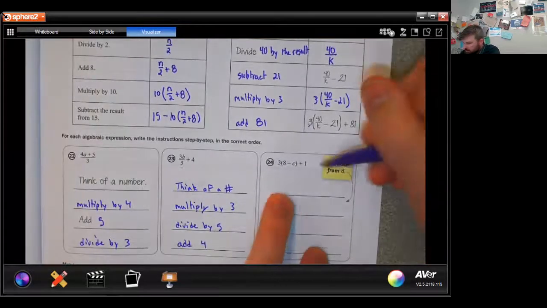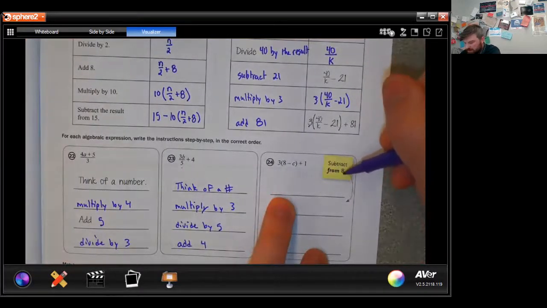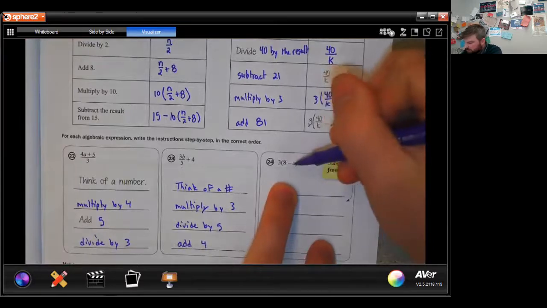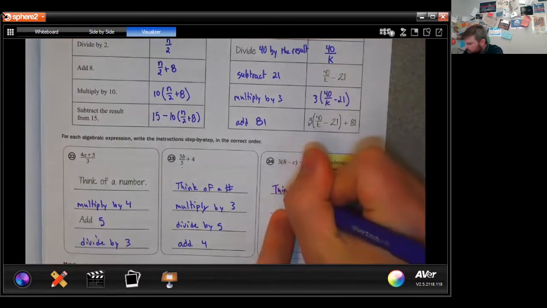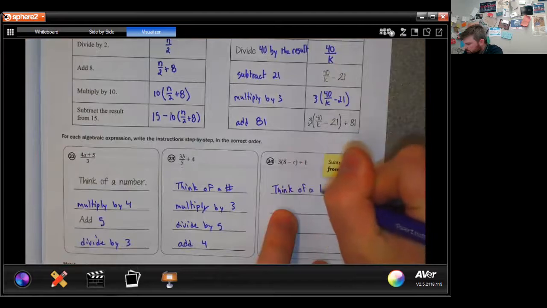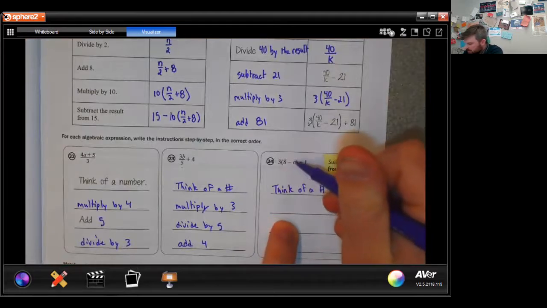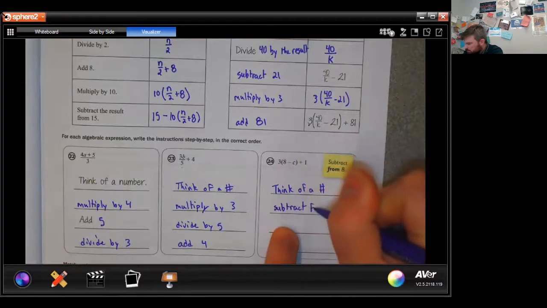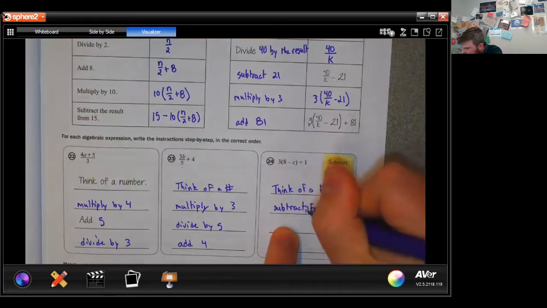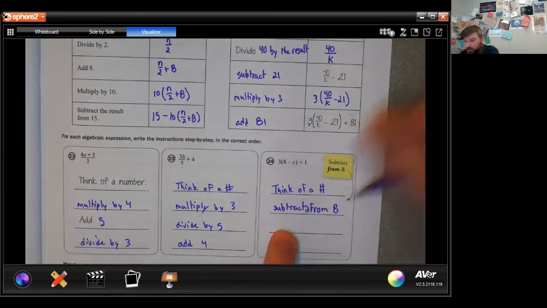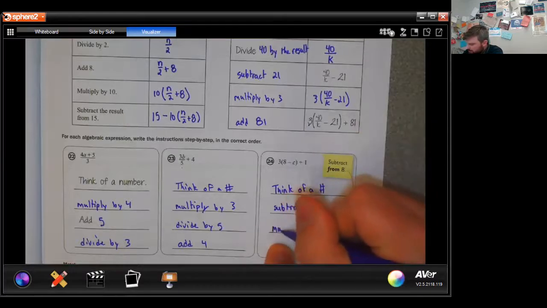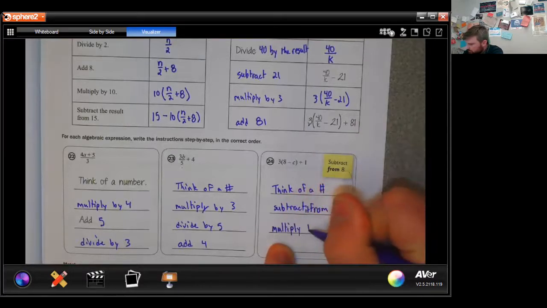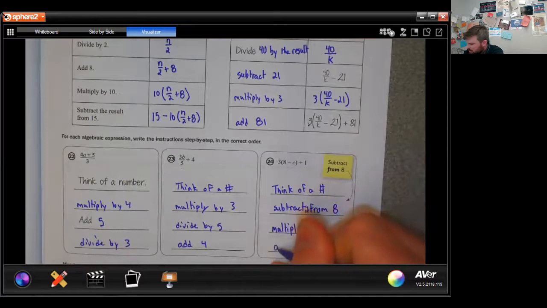Okay. They give you kind of a clue here, subtract from 8. So here we're going to think of a number. And then we subtract that number from 8. I could have put the word it in there. Subtract it from 8. Or I could have put the result, subtract the result from 8. Multiply by 3. And then add 1.